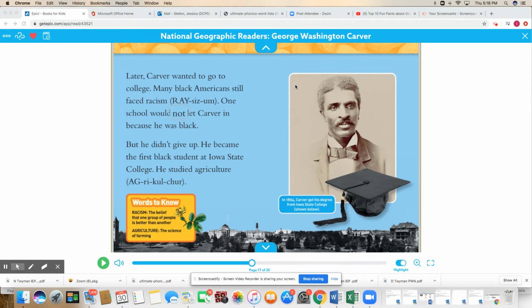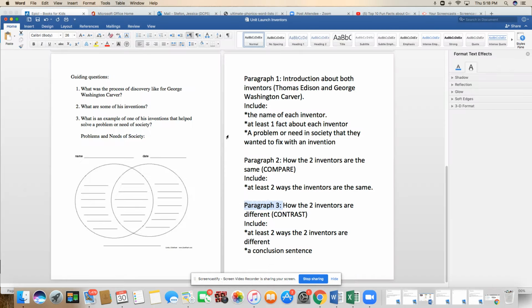Before we go back into the book, I want to take a minute to go over the notes page with you and then to go over what your final essay is going to look like that you need to turn in by Wednesday of next week. So as we continue reading the book today, I still want you to use the guiding questions as we're reading.